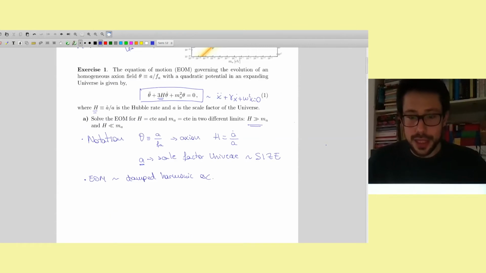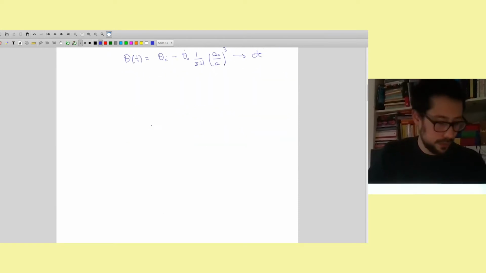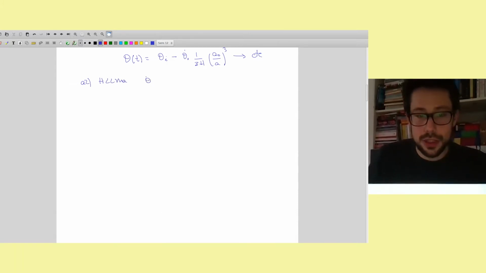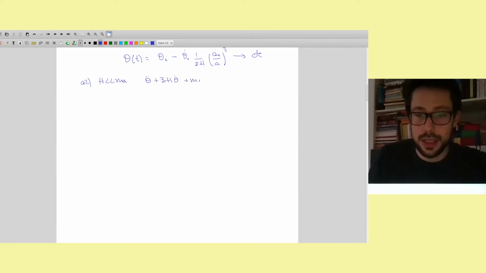The second part of the exercise is to solve this differential equation in the other limit, in which H, the friction, is way smaller than the mass. So now let's go to the second case, in which H is way smaller than the mass of the axion. Let's write again the equation of motion: theta double dot plus 3H theta dot plus m_a squared theta equals 0.